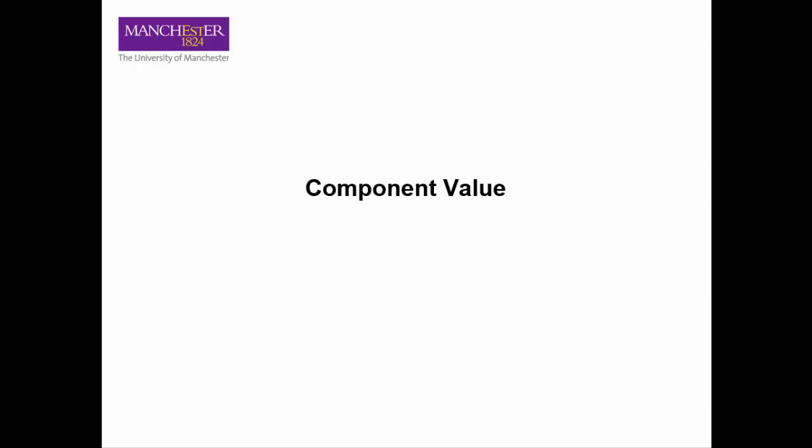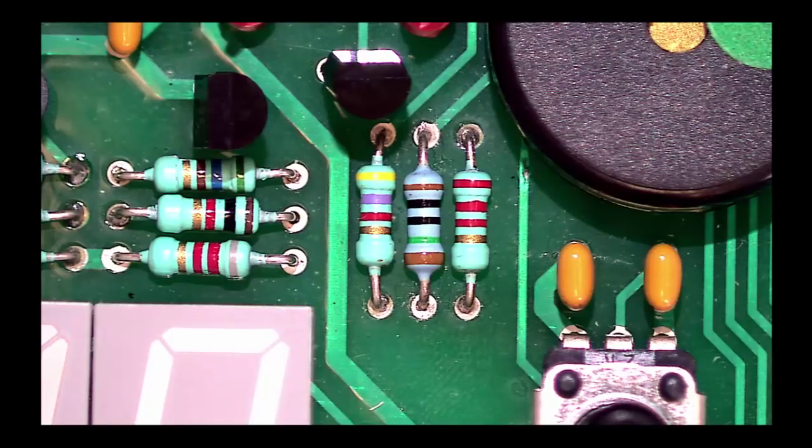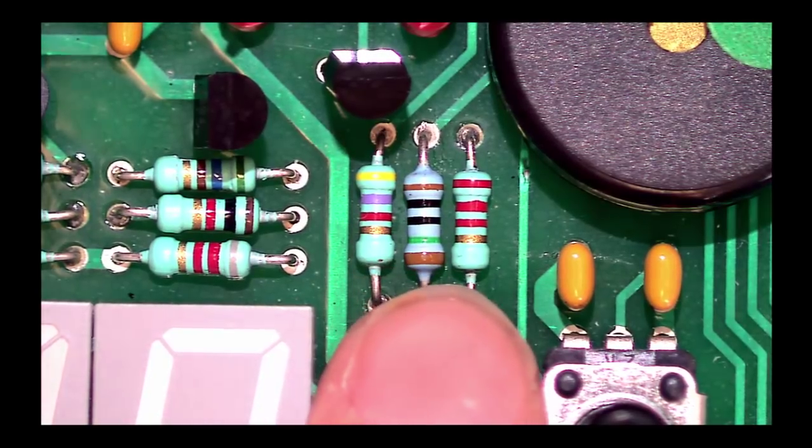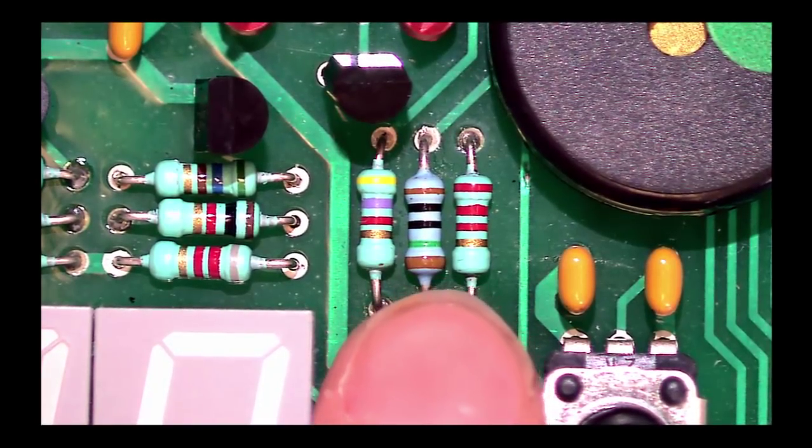Component value. A component value fault occurs when the correct type of component has been used, but the value is wrong. For example, a 10k resistor may have been used instead of a 330 ohm resistor, or a 1 microfarad capacitor instead of a 1 nanofarad capacitor. Component value faults can be found either by doing a visual inspection and reading the values of the components, comparing them to the schematic, or by electrically measuring them. For example, this middle resistor here is R9, which should be 10k. By reading the colour code, you can see that it has a value of 10 megaohms and is therefore incorrect.